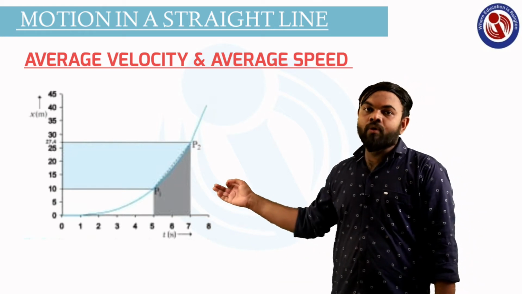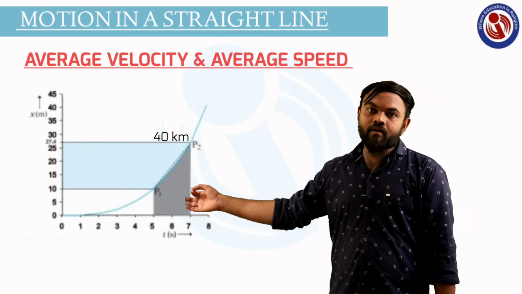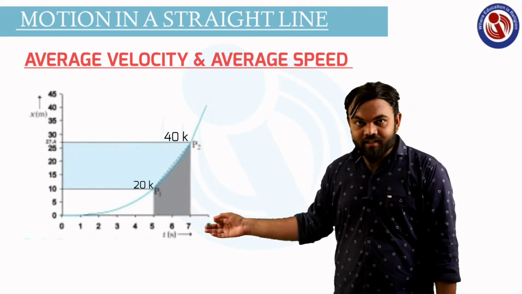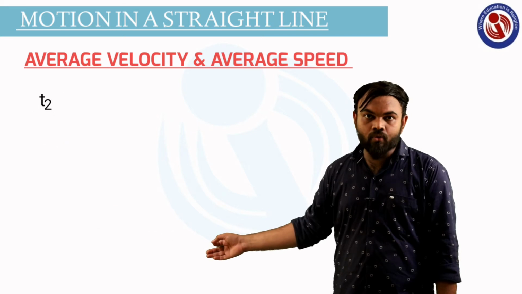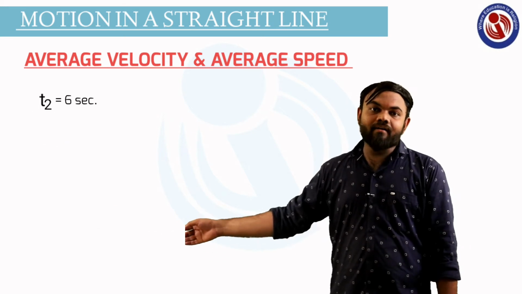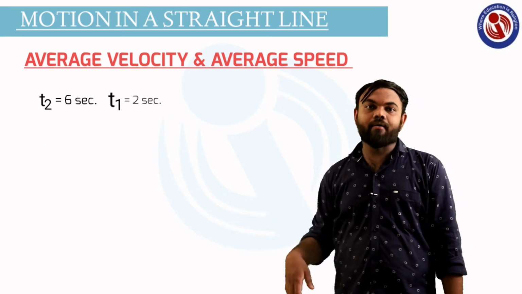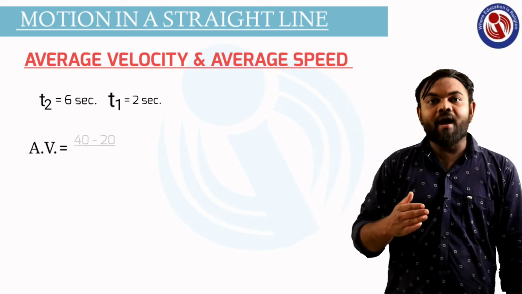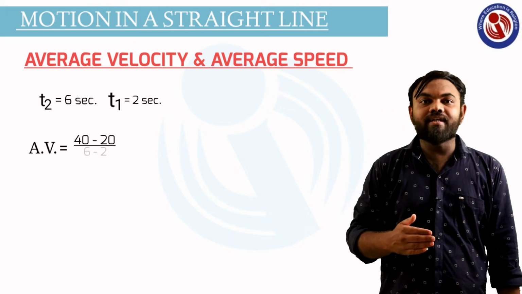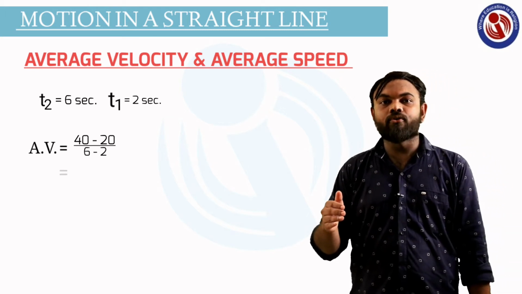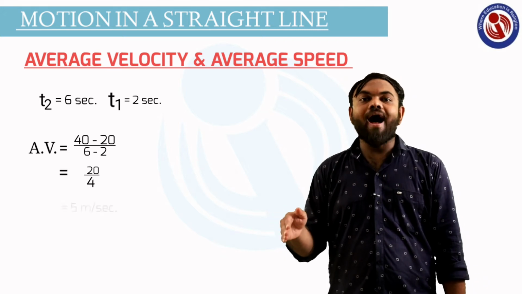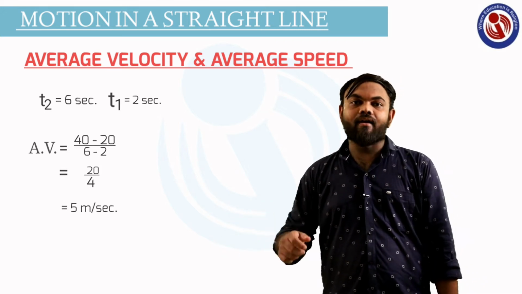Suppose p2 is at 40 km, p1 is at 20 km, t2 is equal to 6 seconds and t1 is 2 seconds. Then average velocity is equal to 40 minus 20 upon 6 minus 2, is equal to 20 upon 4, is equal to 5 meter per second.